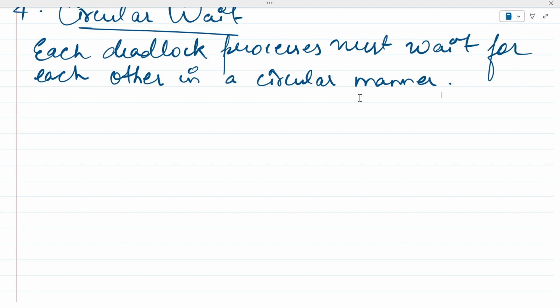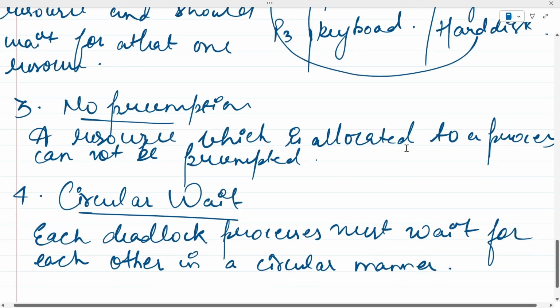I hope you understand these things. In this video, we understood about deadlock and the necessary conditions. In the next video, we will understand recovery from a deadlock: if deadlock occurs, what are the methods to recover from it? So this is all for this video.